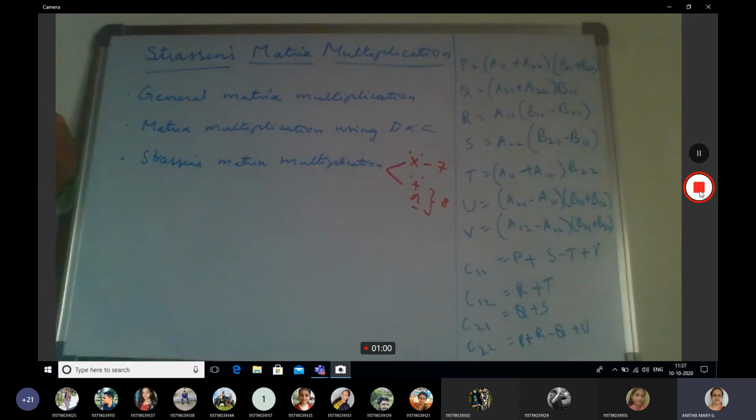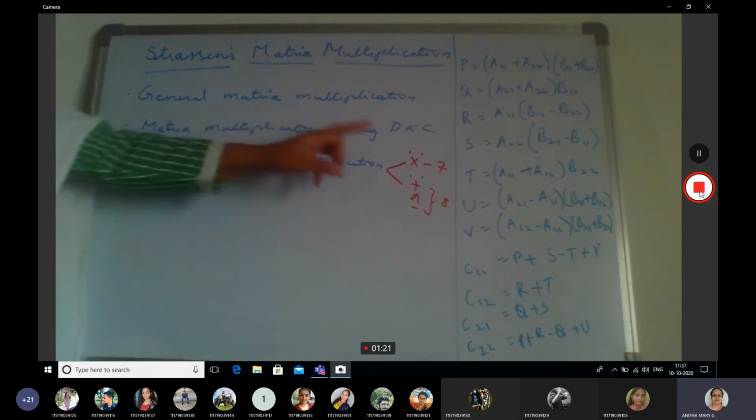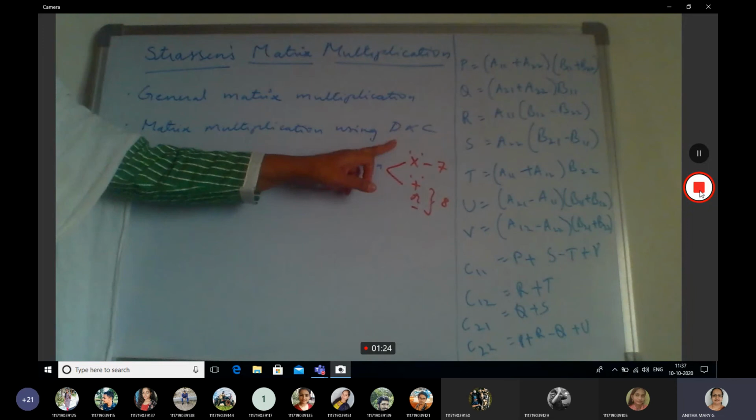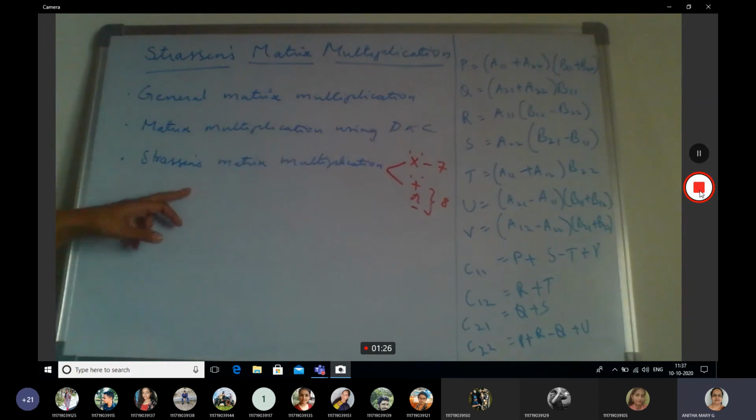Strassen's matrix multiplication. Okay, so in Strassen's matrix multiplication, we are going to study a few topics before we learn what Strassen's matrix multiplication is. First, the general matrix multiplication we'll be learning, and then we'll quickly move on to matrix multiplication where exactly the divide and conquer approach will come, and the next one we'll move on to Strassen's matrix multiplication. Okay, so let's take up the first one now.